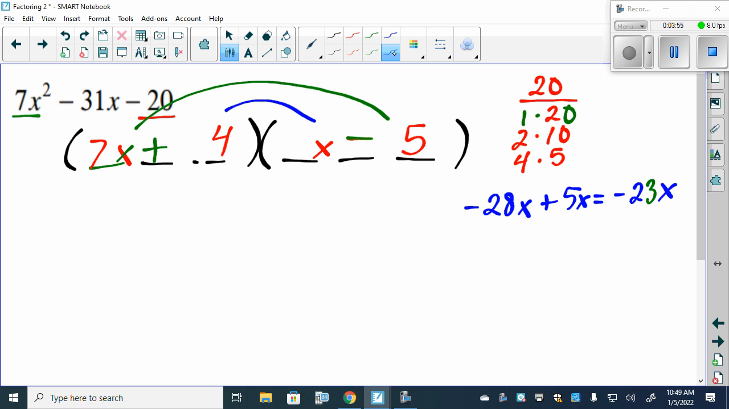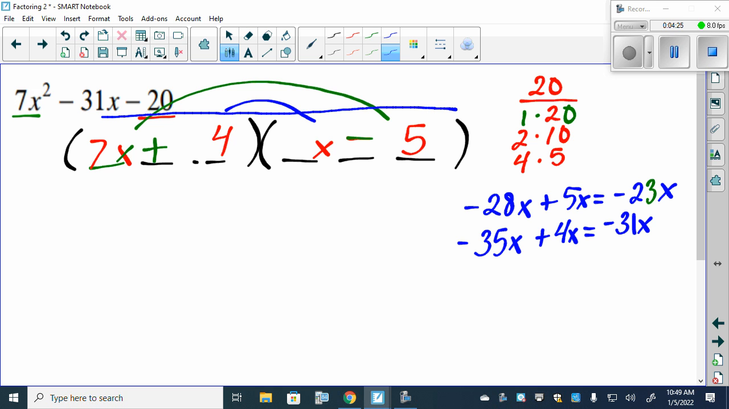So we can say 7 times negative 5, which will give us negative 35x. And 4 times x is going to be plus 4x. And negative 35x plus 4x is negative 31x. And is that what we're looking for? Yep. So these here would be the factors of this polynomial.